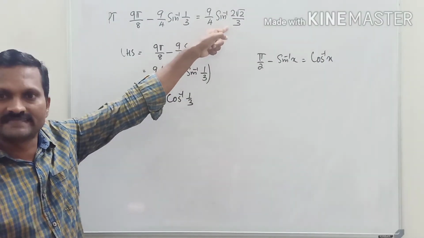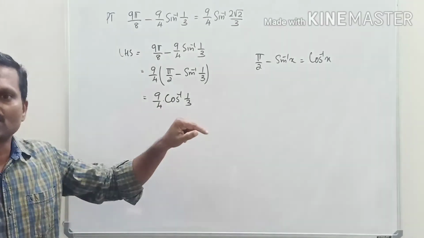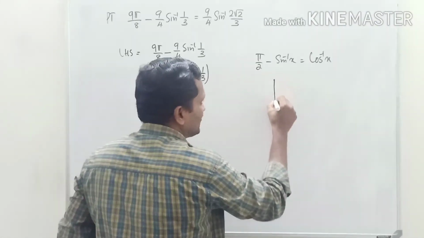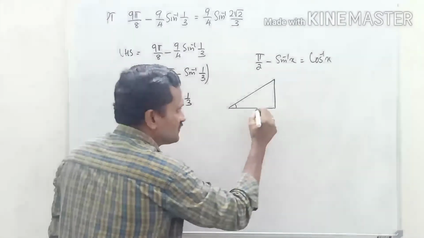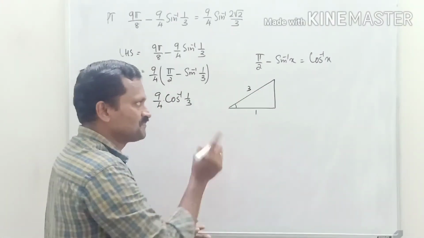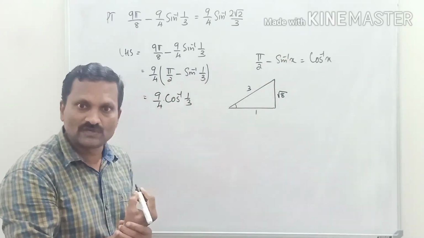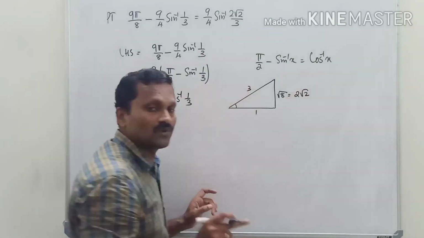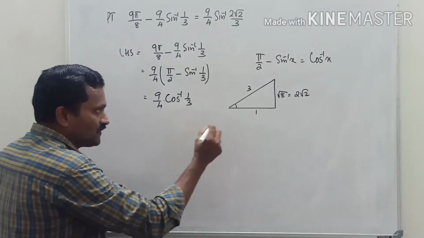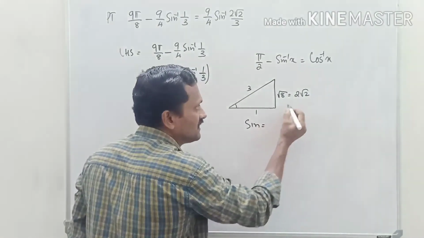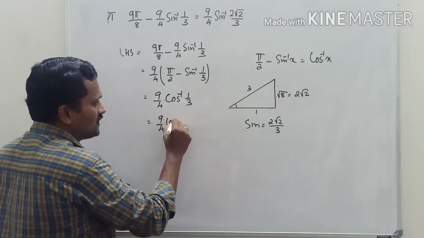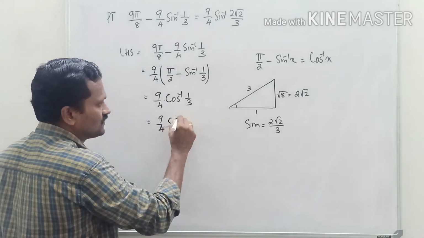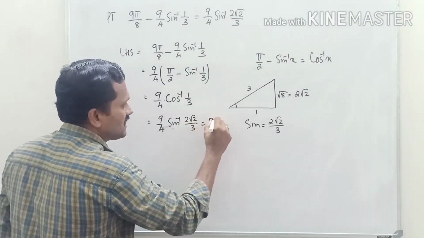But it is not the answer. The answer is sin inverse. So we convert cos inverse into sin inverse using a right triangle. We draw the right triangle and consider this angle. Given cos inverse, cos means adjacent by hypotenuse, using Pythagoras theorem, the third side is root 8. Root 8 can be written as 2 root 2. Am I right? Yes. From the figure, sin of this angle equals opposite side, that is 2 root 2, by hypotenuse. We write it as 9 by 4 sin inverse 2 root 2 by 3, that is RHS.